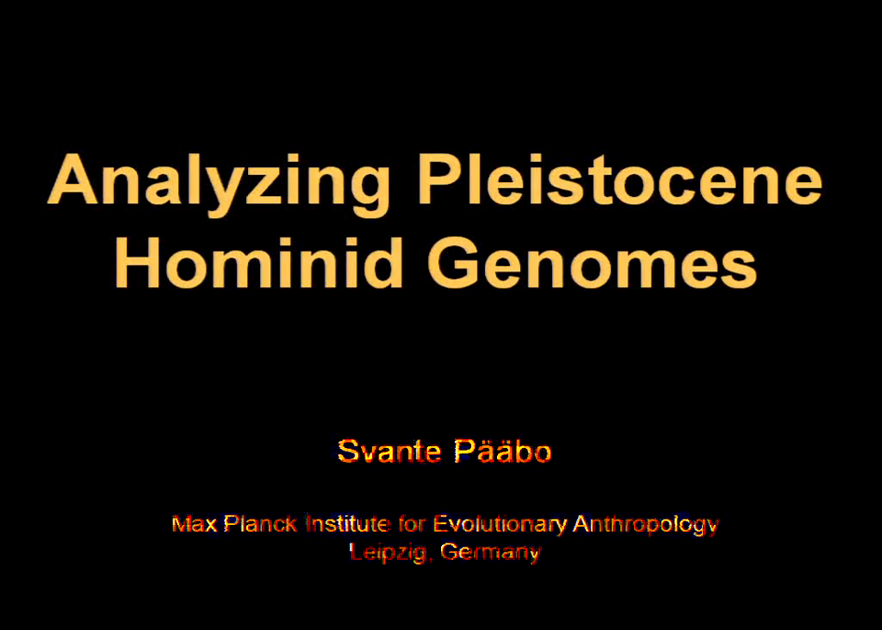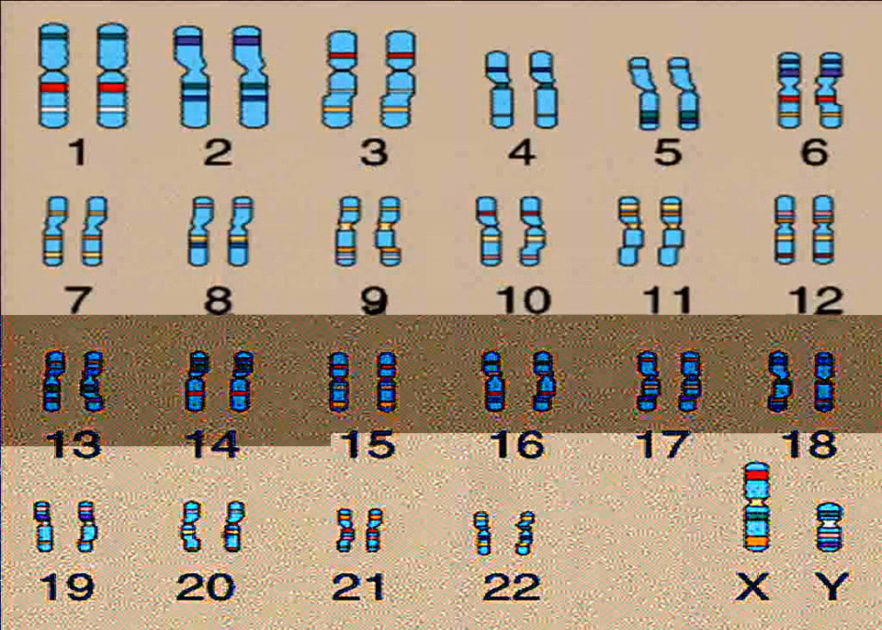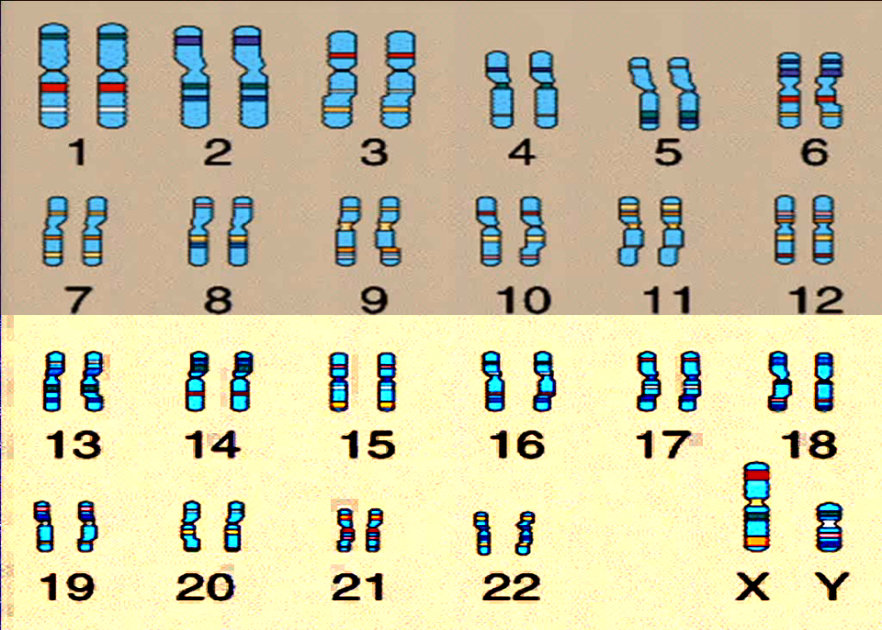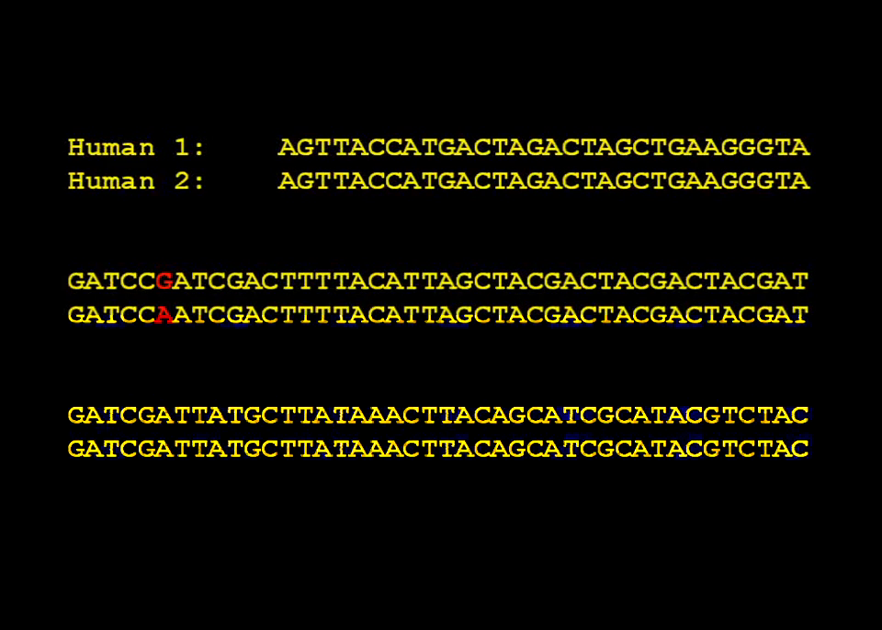Let me also start out by pointing out the very obvious to you, and that is that if you're interested in human origins and in human history, the human genome is a great source of information. What we normally do when we want to reconstruct the history of the human genome is compare DNA sequences of people that live among us today.